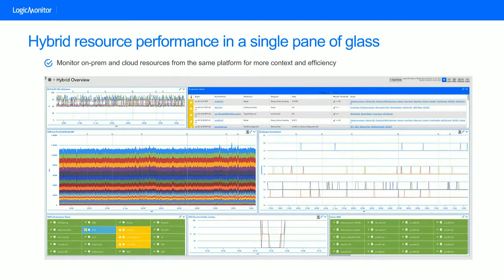Because we use a collector to collect data via almost any protocol, it's really source agnostic. So we don't care where the data comes from, which really enables you to have this single pane of glass where you can dashboard, report, and alert across your entire infrastructure, no matter what it's made up of. But all of that really only makes up one piece of the puzzle, and that's the resource performance piece.